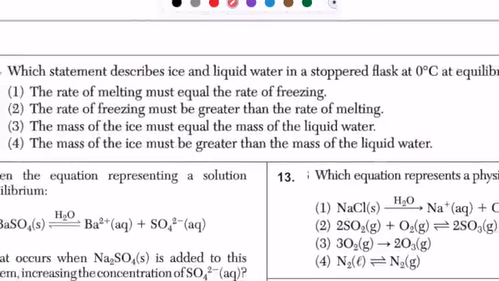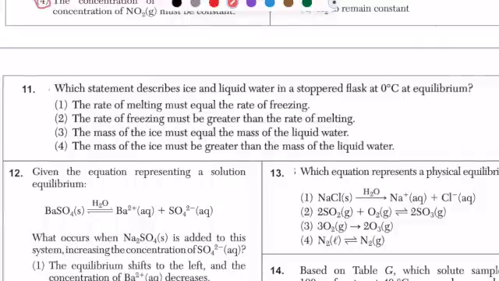Which statement describes ice and liquid water in a stoppered flask at 0 degrees Celsius? So this is what we refer to as the phase equilibrium.